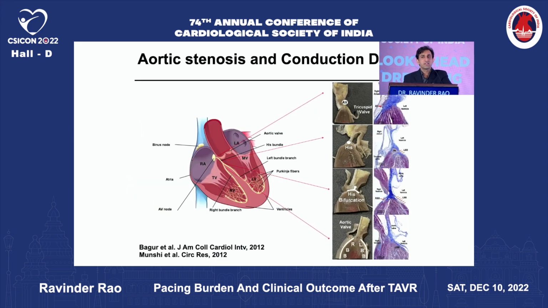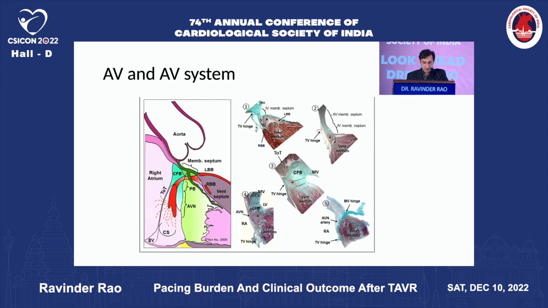Let us also try to understand the relationship of the conduction system to the aortic annulus, and only then can we understand why there is a requirement of a pacemaker following a transcatheter aortic valve replacement. If you look at this slide, you can appreciate the AV node and then the bundle of His. The bundle of His goes through the membranous septum, and right where the membranous septum ends and the muscular septum begins, it divides into the left bundle and the right bundle, and it exits and comes very superficial.